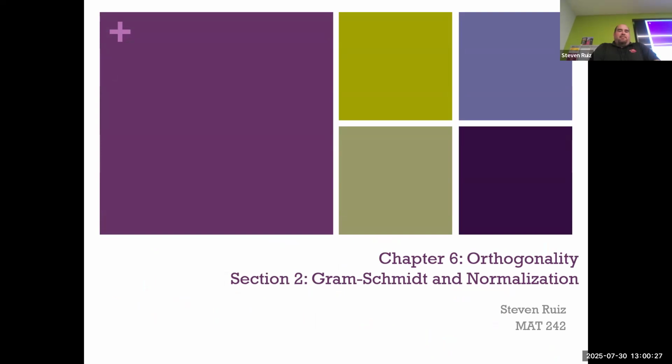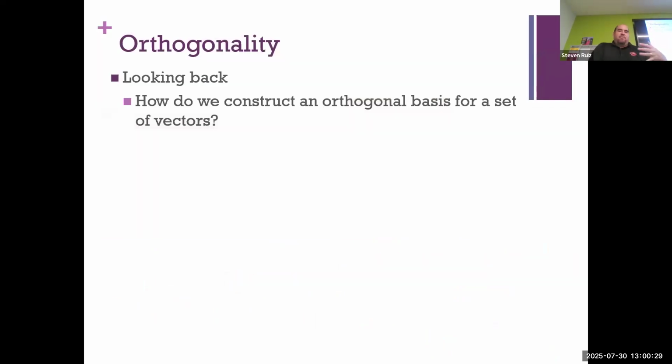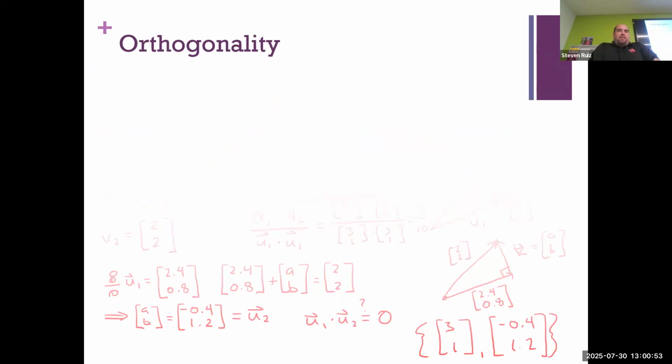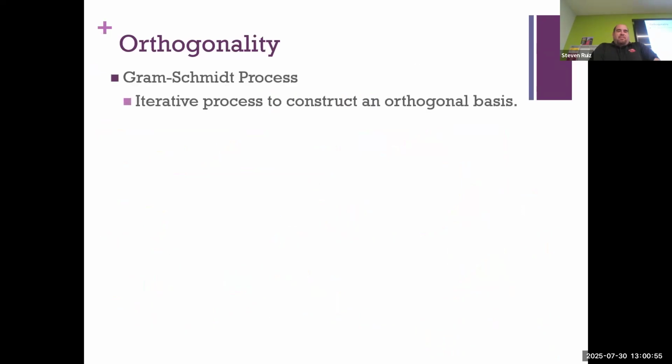It's this iterative process that allows you to take any old basis of a subspace and replace it with a basis of the same subspace whose vectors are orthogonal to each other. So we did this yesterday with a basis of just two vectors. But yeah, that's what Gram-Schmidt is. It's the process we go through to construct an orthogonal basis.